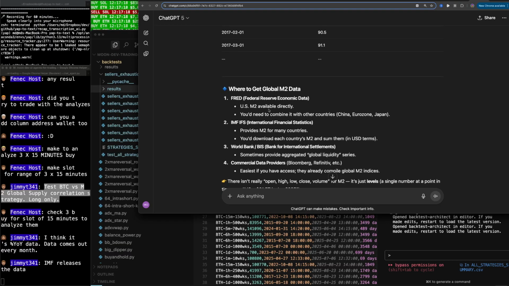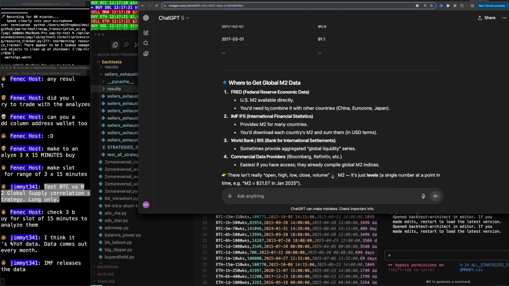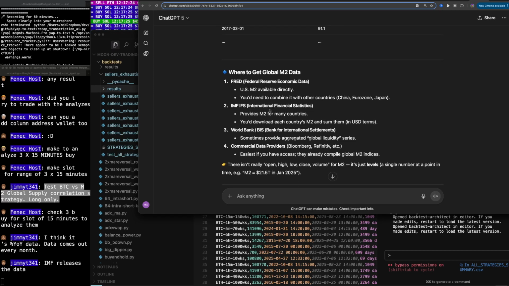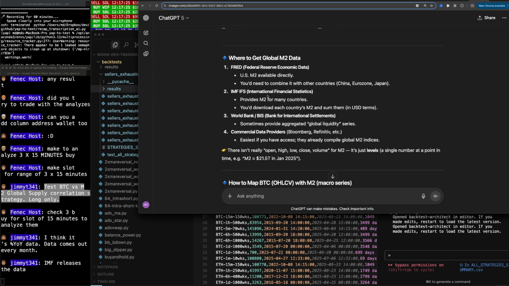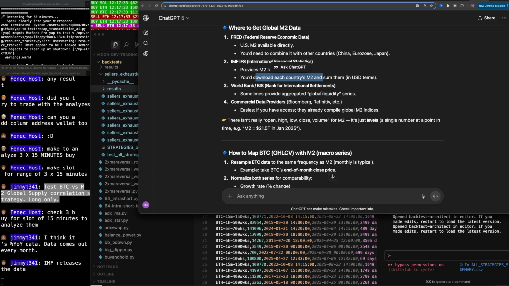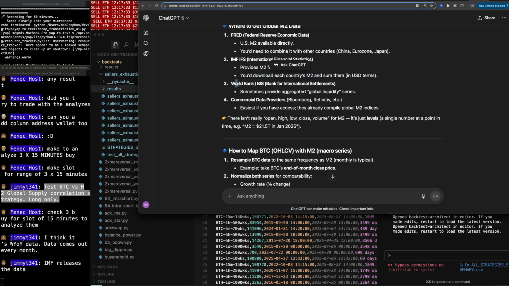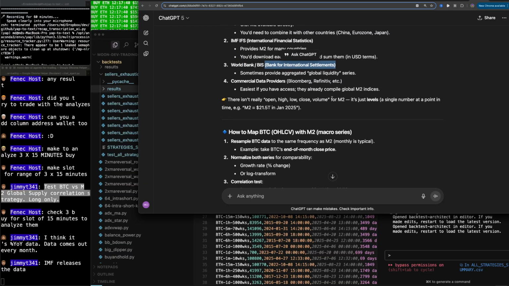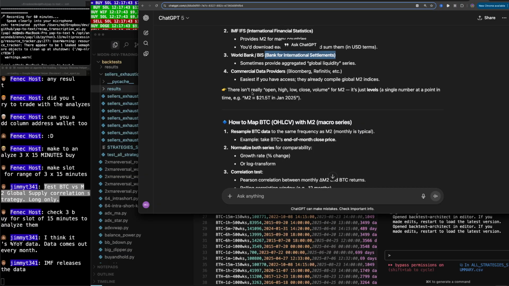Where to get global M2 data? FRED, Federal Reserve Economic Data. So US M2, you need to combine with other countries, or the IMF provides M2 for many countries. You download each country's M2 and then sum them up in USD terms. World Bank, Bank for International Settlements. Okay, so there isn't really an open, high, low, close for it.